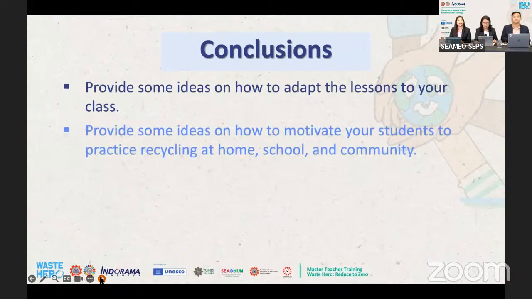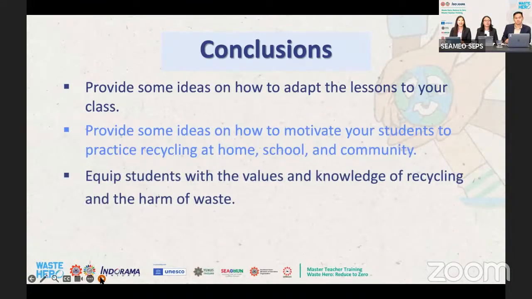We also hope that today we provided you ideas on how to motivate your students to practice recycling at home, at school, and also extend it to the community. And hopefully we help equip your students and raise awareness of how to recycle and see the harm of not recycling things.